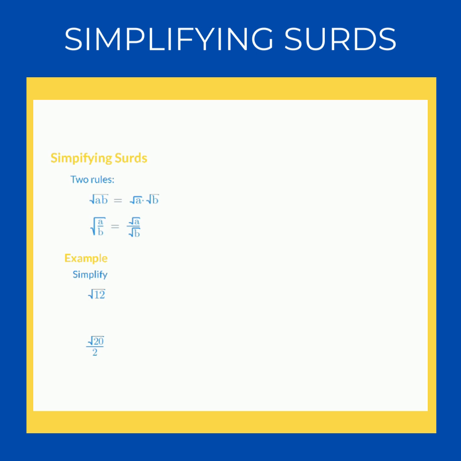Now let's do an example. So we need to simplify square root of 12. Now square root of 12, it can be written as the square root of 4 times 3, because 4 times 3 is 12. And according to rule number 1, this rule, we can split the surd into the square root of 4 times the square root of 3, and the square root of 4 is 2. The square root of 3, it can't be simplified, so it stays as is. So I write it as the square root of 3. So this is the simplified answer.